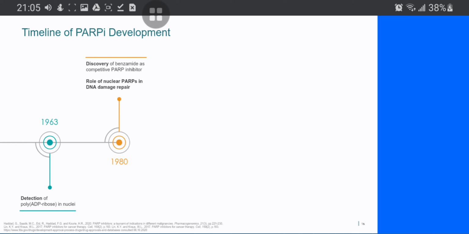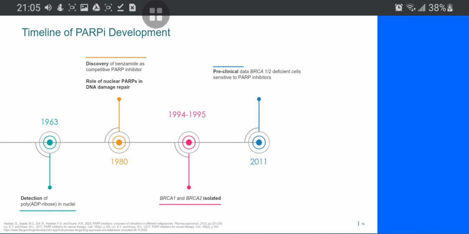In 1994-1995, BRCA1 and BRCA2 were isolated for the first time, and it was, of course, as you know, something really important in science and in cancer particularly. Then in 2011, some preclinical data became available for BRCA1/2 deficient cells and sensitivity to PARP inhibitors.